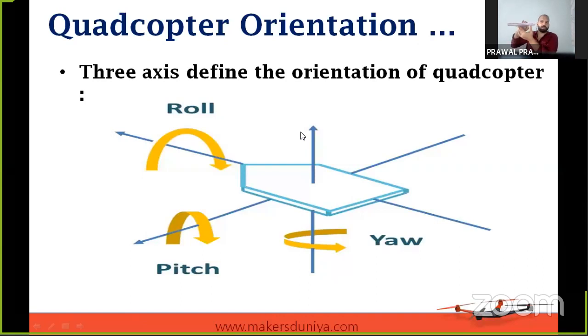Then when we talk about yaw, yaw is something in which your drone will rotate on its axis. When the drone rotates on its axis, this type of function is called a yaw. So in case of yaw, your drone is going to rotate like this on its axis. These are the three main orientations of quadcopters. If you know how to control these three orientations, you can fly your drone very, very easily.